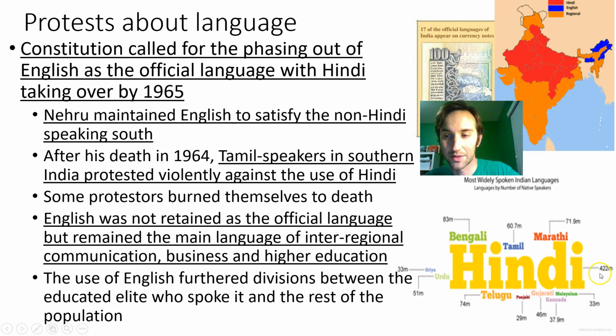So Hindi dominates, 422 million. And then you've got these other languages according to size. And so they look a lot smaller, but if you combine them all, it looks more like this map of the red and the orange.